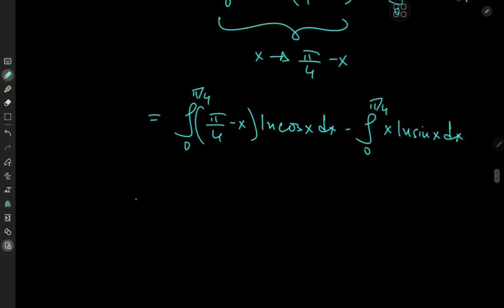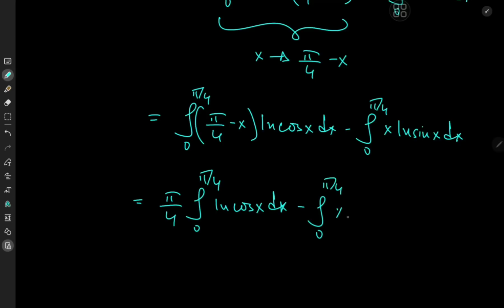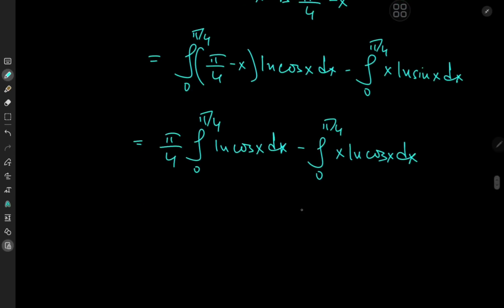And now, once again, one last simplification will give us pi by 4 times the integral from 0 to pi by 4 of log cosine x. I remember we got one term like that earlier, so there must be some kind of cancellation. Minus the integral 0 to pi by 4 of x times log cosine x dx minus the integral 0 to pi by 4 of x times log sine x dx.